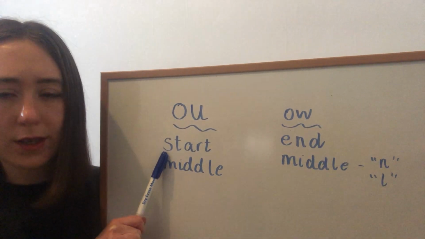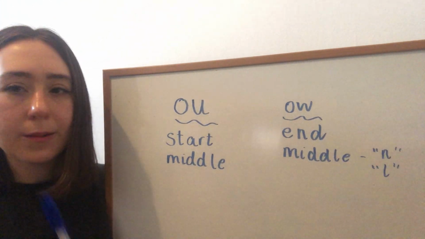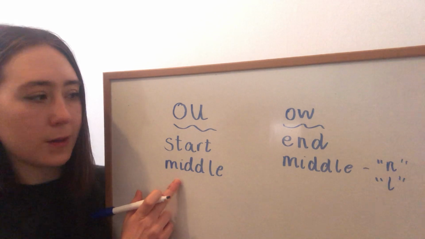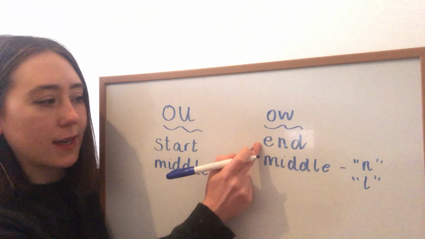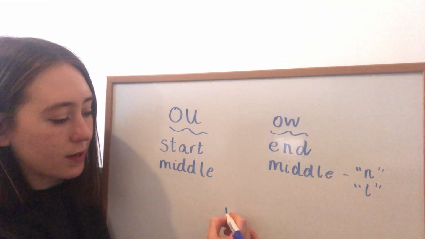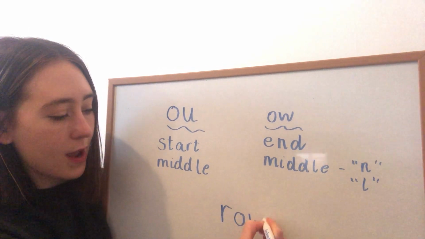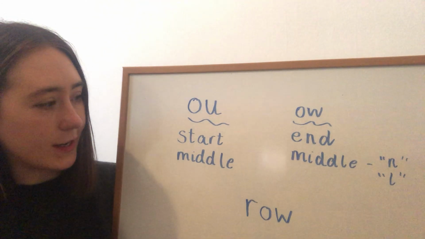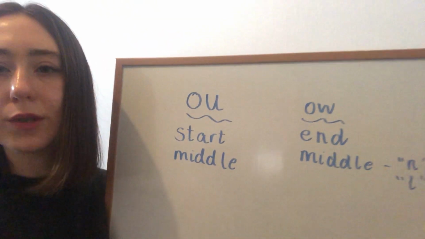Is the ow sound at the start of row? Nope. Is it in the middle? Well done if you said it's at the end. So we're going to spell row like ow. Well done.